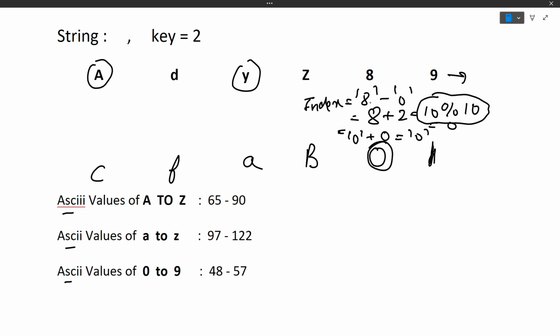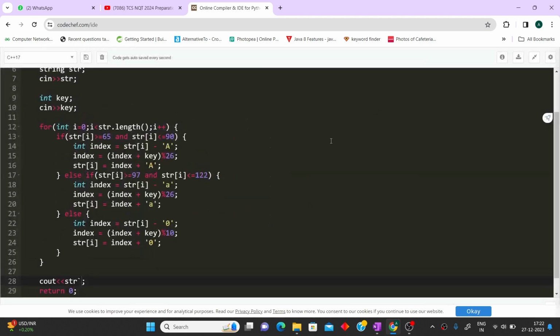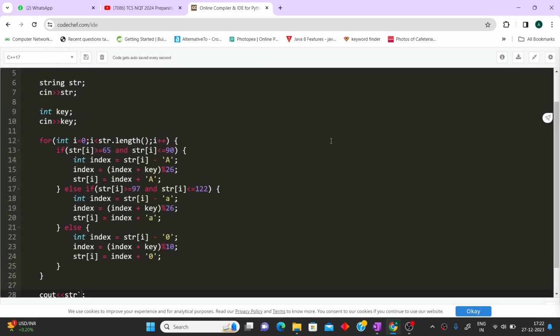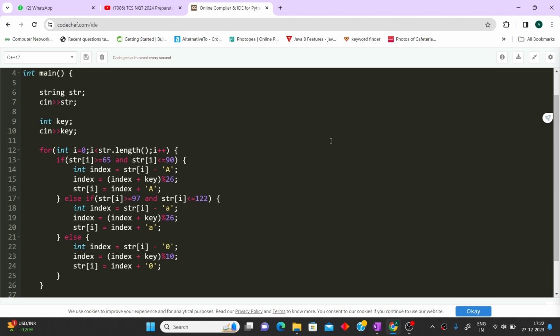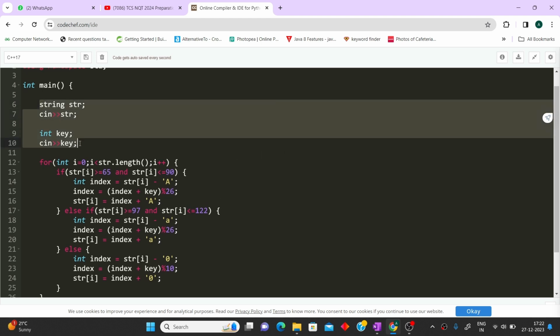Okay, so let's now move towards the editor. So guys, for saving time, I have already written the code and I will tell you line by line what each line is doing. As we have discussed in the approach, we will be implementing the same in this code also. So first of all, we need two inputs. One is the string str that we need to encrypt, and the next one is the key, by how many positions we need to shift.